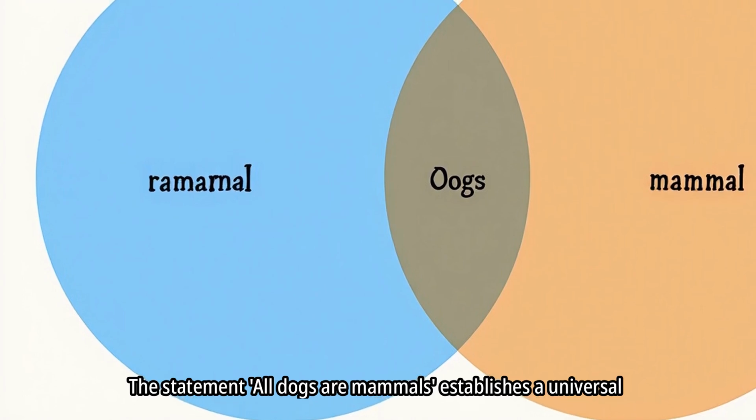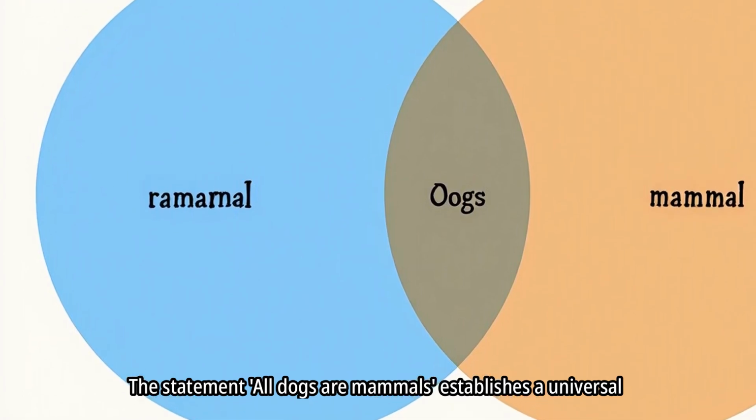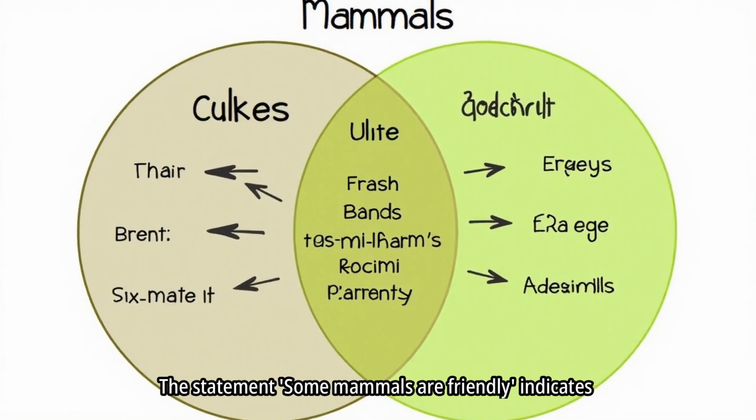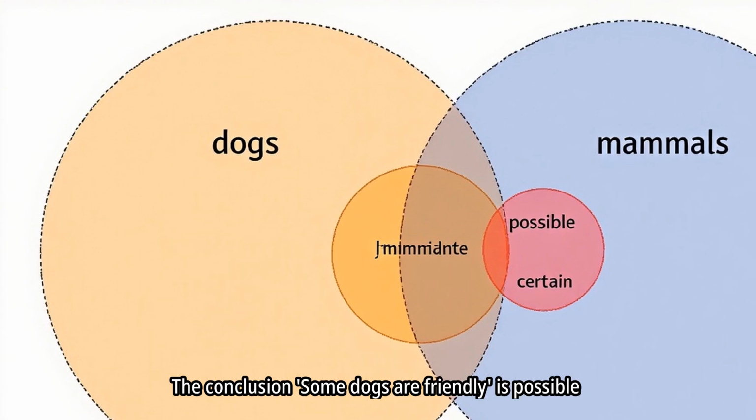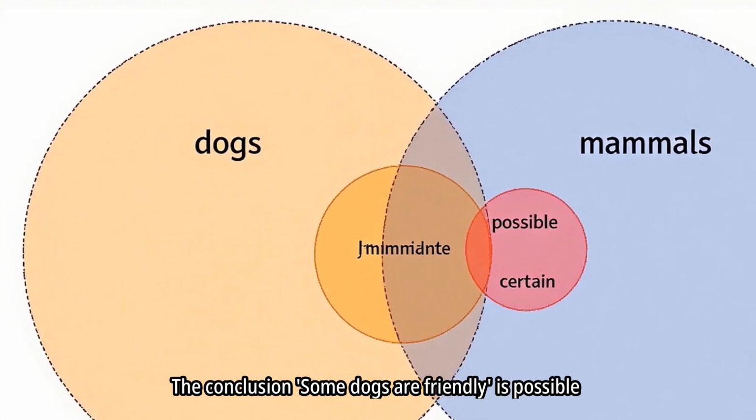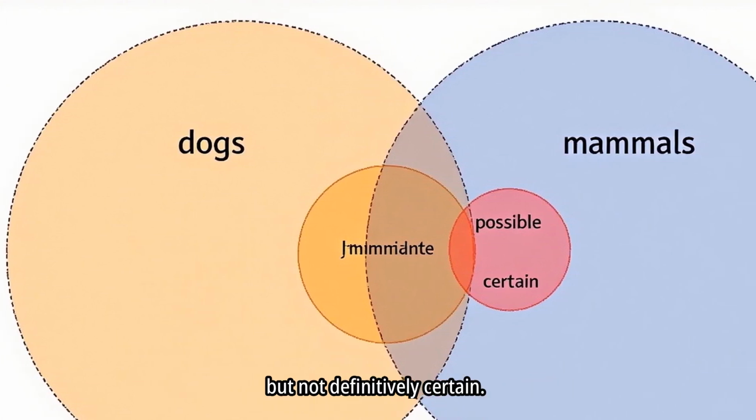The statement, "All dogs are mammals," establishes a universal inclusion. The statement, "Some mammals are friendly," indicates a partial overlap. The conclusion, "Some dogs are friendly," is possible but not definitively certain.